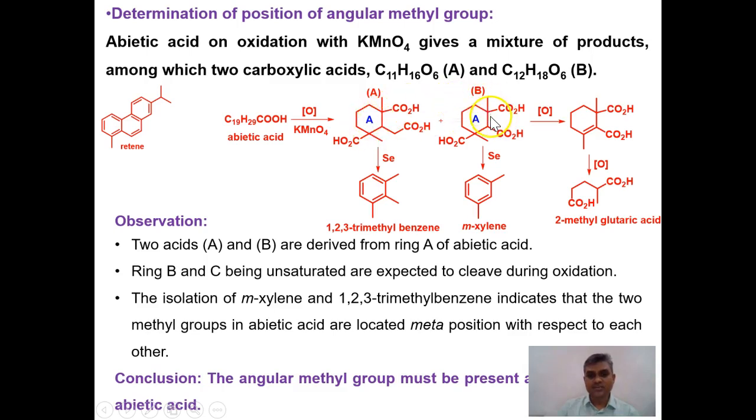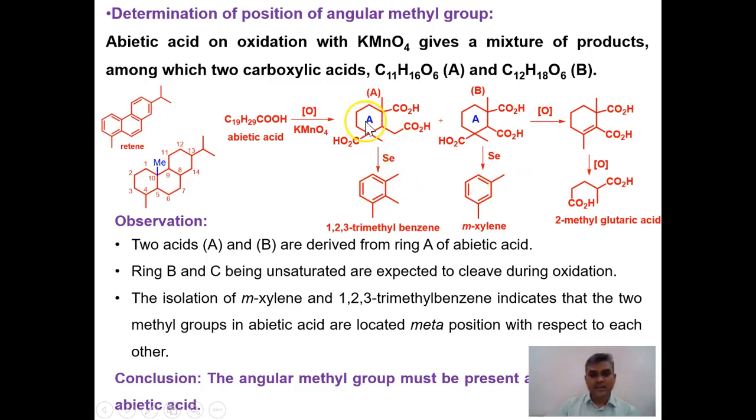The structures of A and B were proved, and subsequent dehydrogenation with selenium has given 1,2,3-trimethylbenzene as well as metaxylene. The relationship between 1 and 3 clearly indicates the presence of an angular methyl group at the 10 position. Then and only then will we get a metaxylene kind of product here, and again 1,2,3-trimethylbenzene is formed. So oxidative degradation of abietic acid with KMnO4, forming two carboxylic acids, has informed us of a lot of things. First of all, the presence of a methyl group at the 10 position, because we got such an aromatic compound.